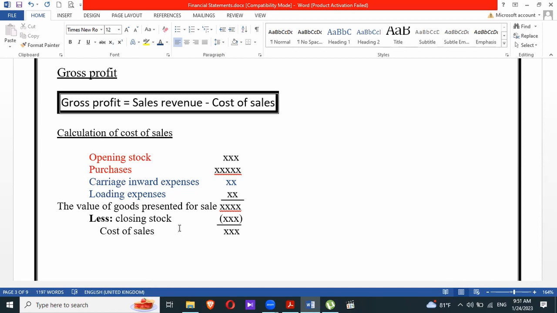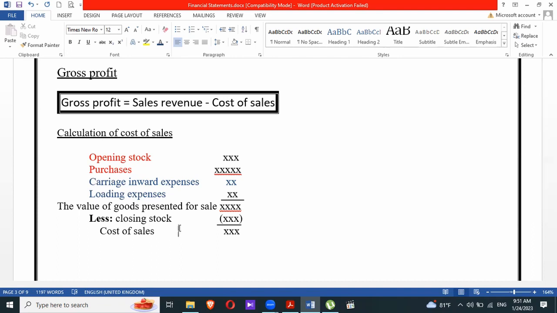Loading expenses mean the expenses which we need to bear on behalf of loading the stock. Load and unload, right? Before we transport the particular goods, we have to load them into a separate transportation medium, right? That expense should be added. For that purpose, we have to spend money on behalf of the labor. All those loading expenses and carriage inward expenses should be added to the purchases.